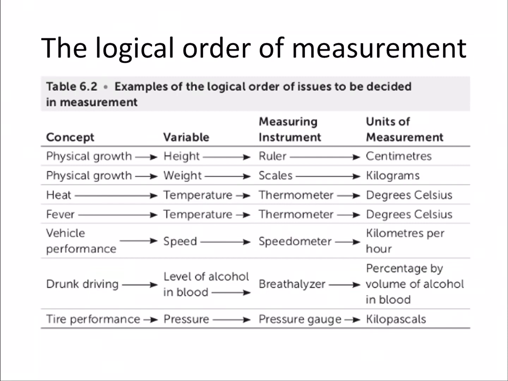This is a picture from your textbook. It provides different examples in the physical sciences. If the concept is physical growth, you can have height or weight, and your measuring instrument is a ruler, or you have scales for weight, and then see the units. The same is for heat or fever or vehicle performance, drunk driving, tire performance, and so on. It's not very hard for different natural scientists to get together and agree upon what the measuring instrument or the units of measurement are.